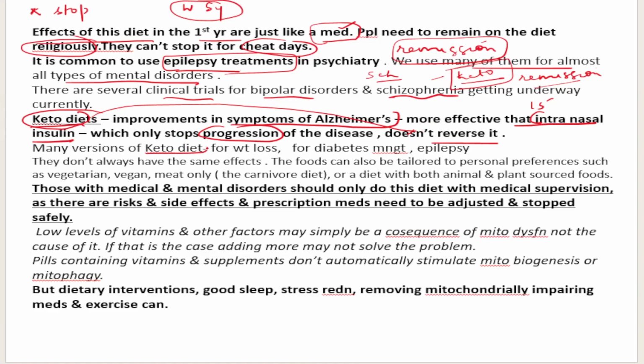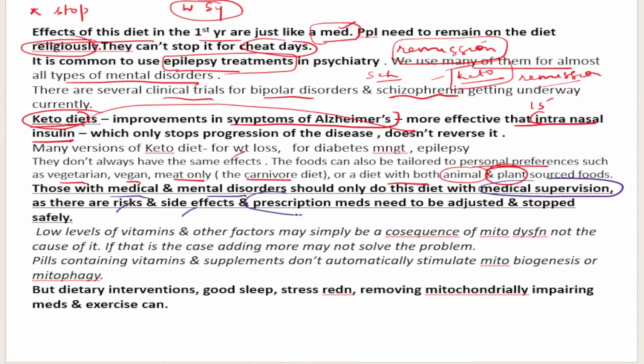Now, there are many versions of this ketogenic diet: ketogenic diet for weight loss, for diabetes management, for management of epilepsy, and they don't always have the same effects. The foods can also be tailored to personal preferences, such as vegetarian, vegan, meat only, that is the carnivore diet, or a diet with both animal and plant source foods. But those who are suffering from medical and mental disorders should only do this diet with medical supervision, because there are risks and side effects involved.